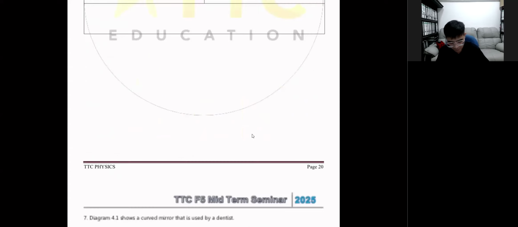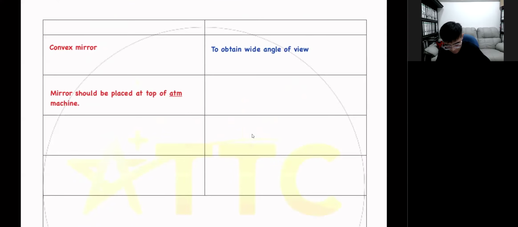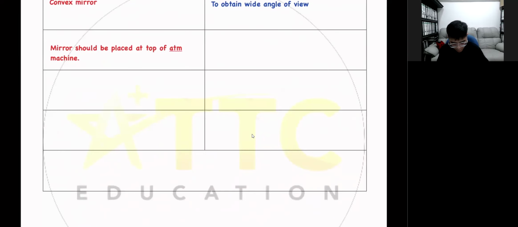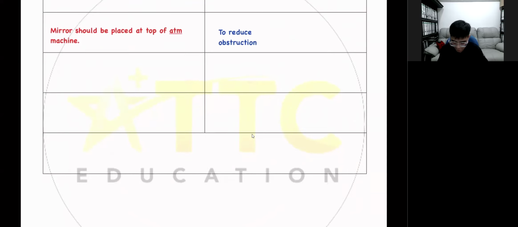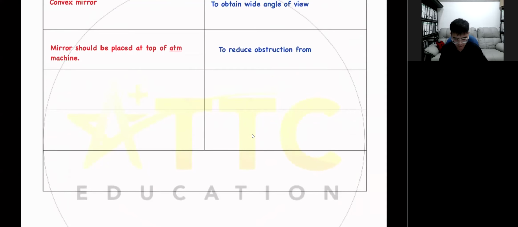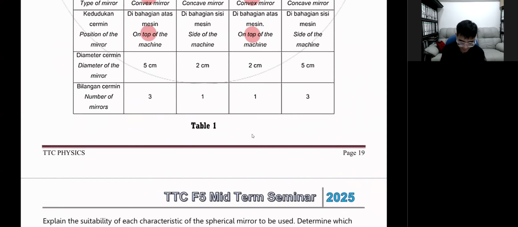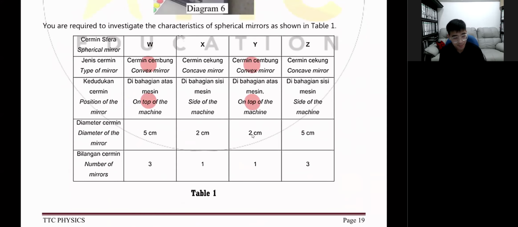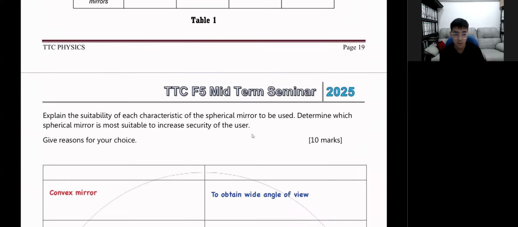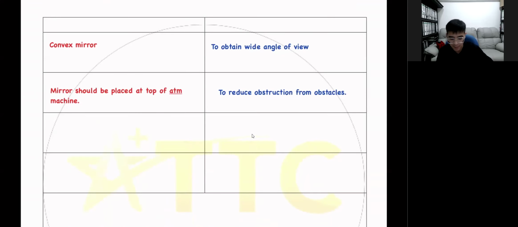Can come back already. Okay, this one. We write to reduce the obstructions of or from the obstacles. Yeah, all right. Then the next one, the third one, diameter of the mirror. That means the size of the mirror. Just now we discussed already. So you got 2 cm and 5 cm one. So don't write the value. Just write whether you want it to be big or smaller. Diameter larger diameter or smaller diameter.